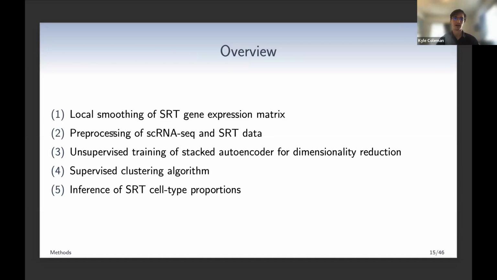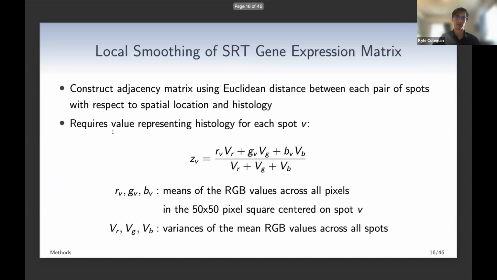So step 3 is an unsupervised training of a stacked autoencoder in order to find a mapping to a lower dimensional space for our very high dimensional gene expression data. This is followed by a supervised clustering algorithm in order to optimize model parameters so that the network can find features that are relevant for cell type classification. And then finally, we do inference of SRT cell type proportions by inputting our SRT gene expression data into our trained model. And like I said, I'm going to go into detail on each of these steps.